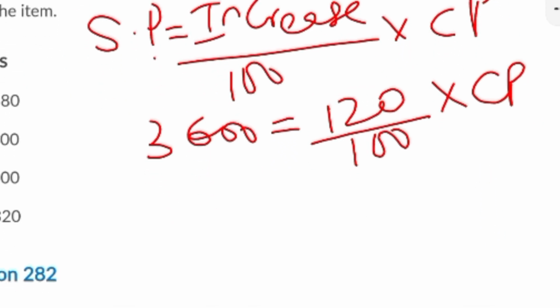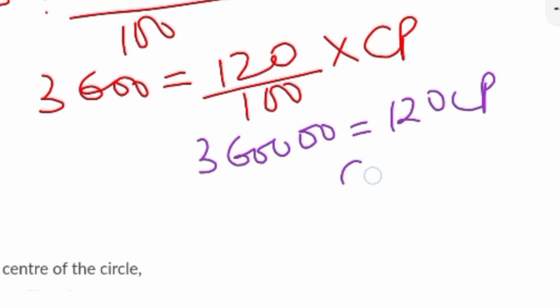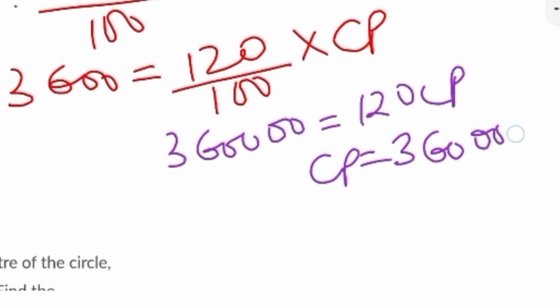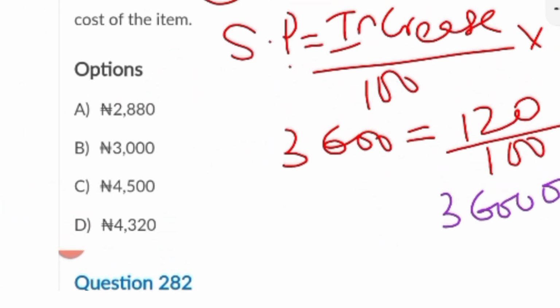So just solve this. Cross multiply like this. So if you cross multiply, 3,600 times 100. So that will give you 360,000. Put 20 at the back. Then everything goes to 120 CP. Then your CP will be 360,000 divided by 120. Then you just cut this out. So this will give you 12 into 36, that will give you 3. So you have 3 zeros left here. So that's 3,000. Okay, so check it out in the option.